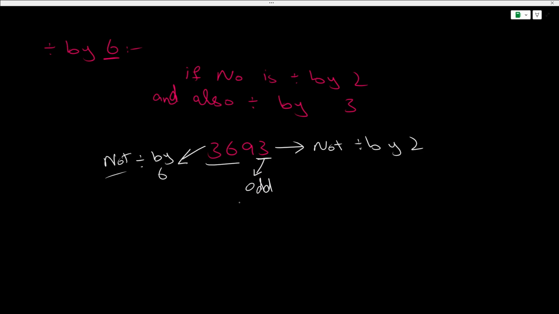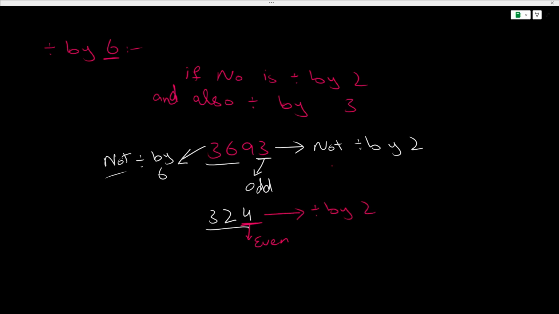Okay. Let's take another example, that is 324. Now what we do is check whether the number is divisible by 2 and by 3. To check if the number is divisible by 2, we will check the last digit. The last digit is even, so we say this number is divisible by 2.